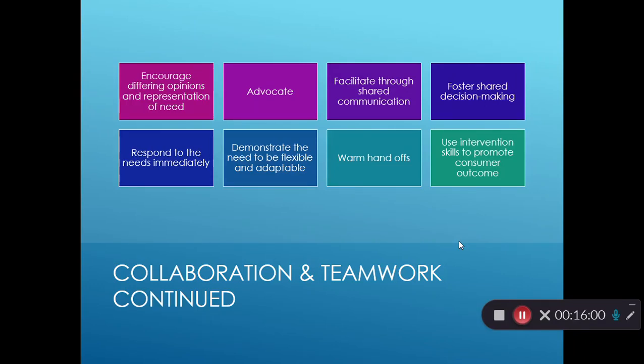The other parts of teamwork is advocating, fostering shared decision making, having a warm handoff. We kind of talked about that in the last module. Having a system to where one person, when they're done with the appointment, they take them to the next one. So people aren't spending 90% of their time out in the waiting room. What is the ability to be flexible, adaptable, ready to change? What's the ability to respond to things that have to happen immediately?